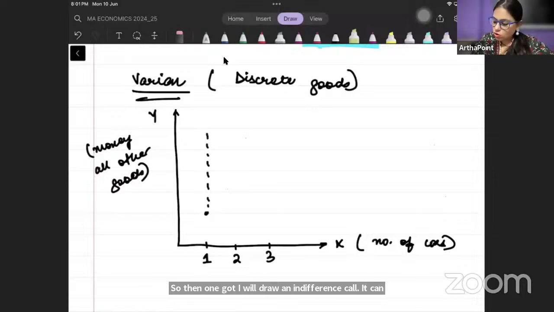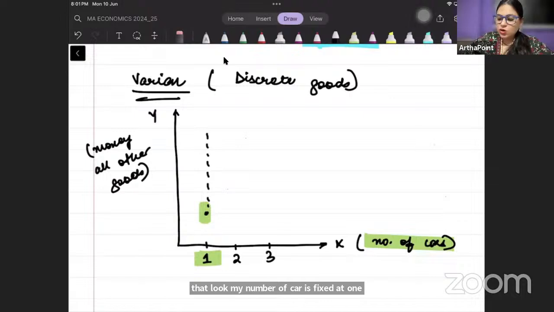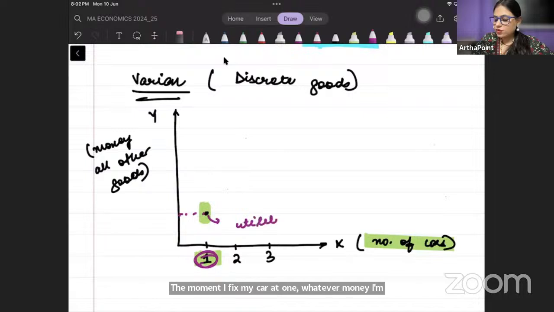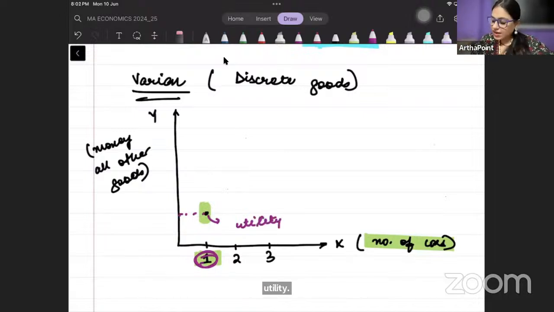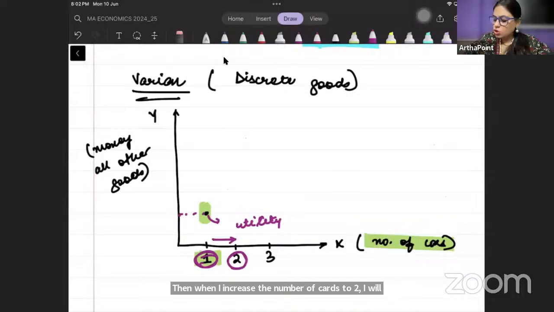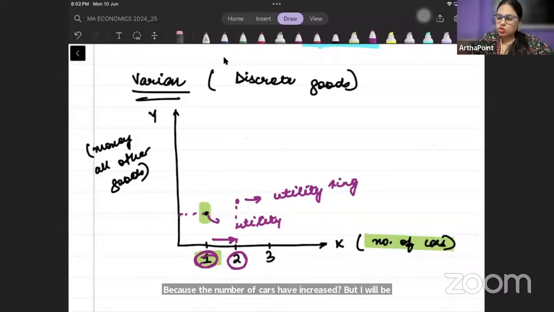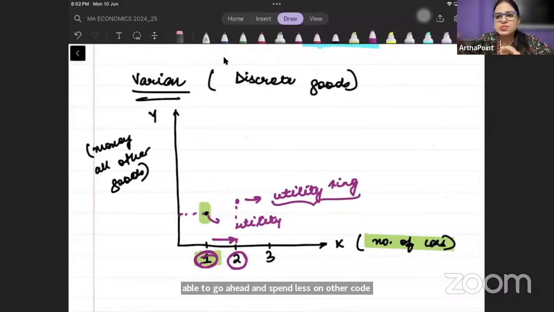This indifference curve says that my number of cars is fixed at 1. I don't even need to draw these dots as of now. The moment I fix my car at 1, whatever money I'm spending on other goods is giving me some level of utility. Then, when I increase the number of cars to 2, I will have less money left for other goods, right? So maybe I will reach some point here. This point represents that my utility is increasing because the number of cars has increased, but I will be able to spend less on other goods. So this bundle just represents the utility I will be deriving from this bundle.